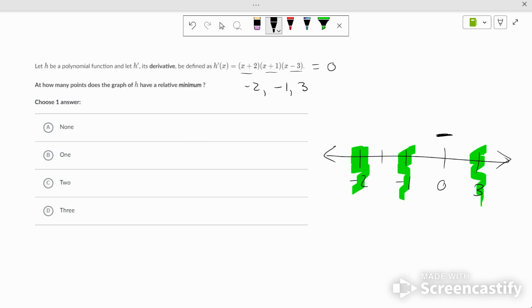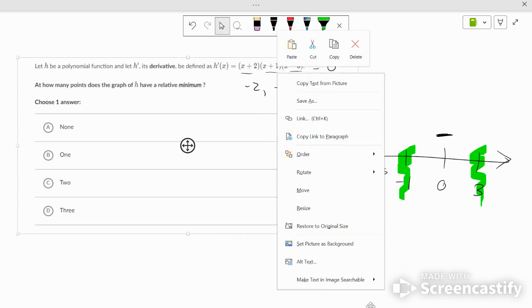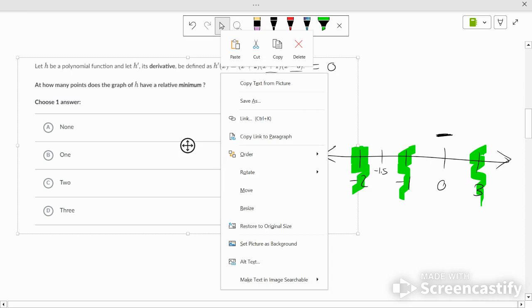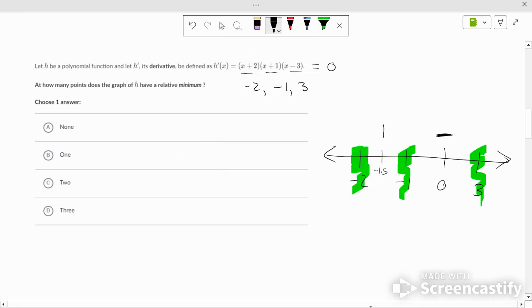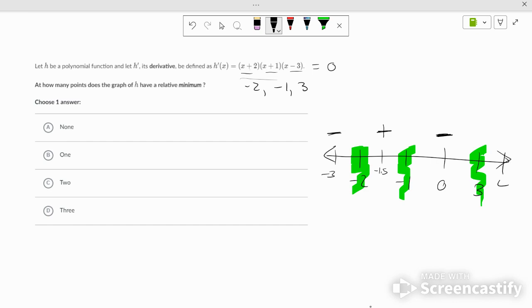Okay. Let's try a negative 1.5 in there. We get a positive times a negative times a negative. A positive times a negative is a positive. So it's increasing there. On the other side of negative 2, let's try a negative 3. We get a negative times a negative times a negative, which is a negative. Three of them. You got lost. Okay, that's fine. And then 4. Positive times a positive is a positive.